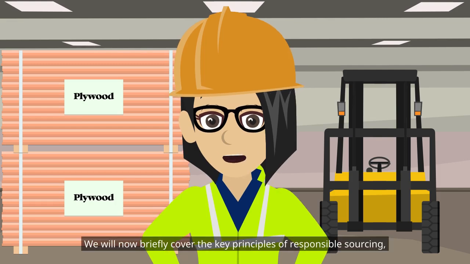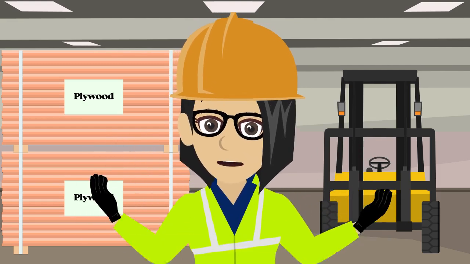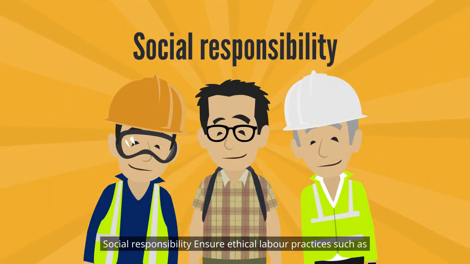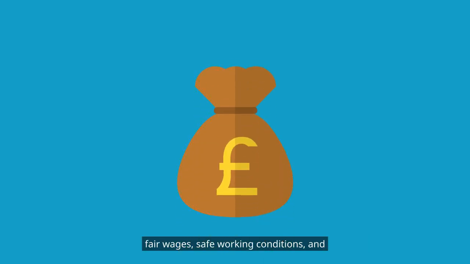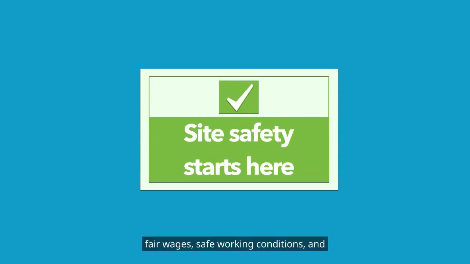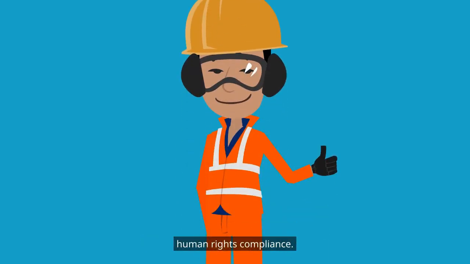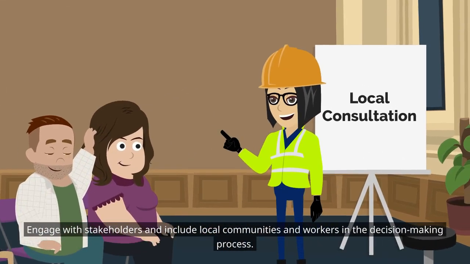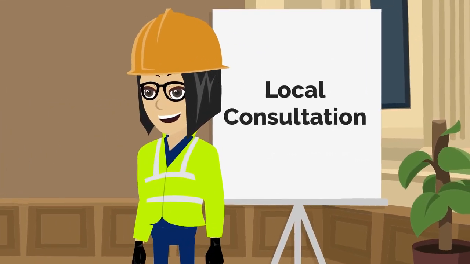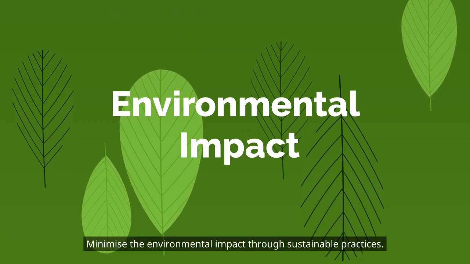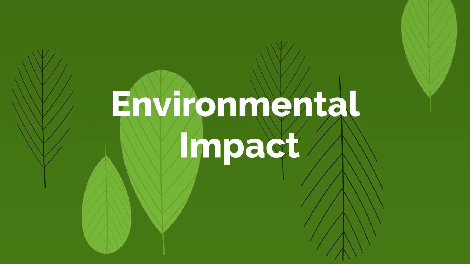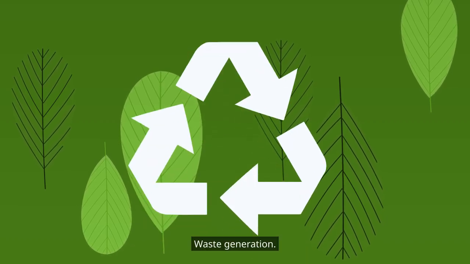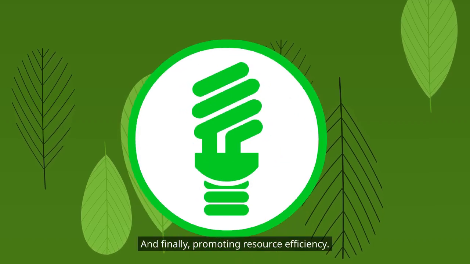We will now briefly cover the key principles of responsible sourcing. These are: social responsibility. Ensure ethical labor practices such as fair wages, safe working conditions, and human rights compliance. Engage with stakeholders and include local communities and workers in the decision-making process. Minimize the environmental impact through sustainable practices. Reducing the carbon footprint, waste generation, and finally, promoting resource efficiency.